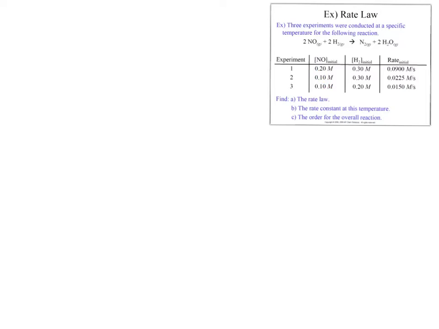So what we did from experiment 1 to 2 is we took the concentration of NO and we doubled it. Okay, 0.1 to 0.2, that's a doubling. So then what did that do to the rate? Well, it brought it from 0.0225 when it was 0.1 up to 0.09 molarity per second when it was 0.2. So we changed the rate when we changed the concentration. So then what factor did the rate change by? It went from 0.0225 to 0.09.